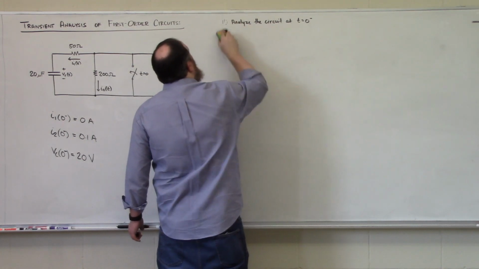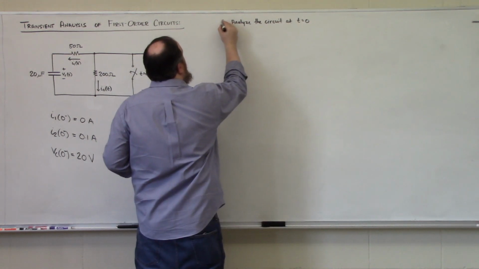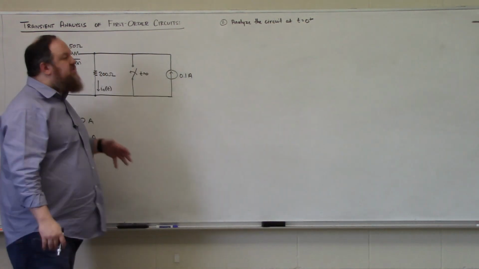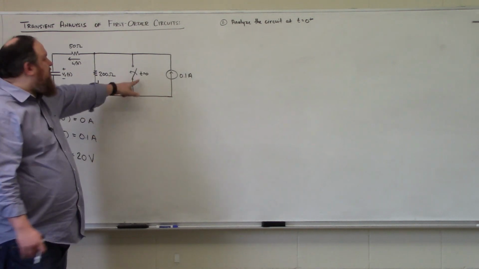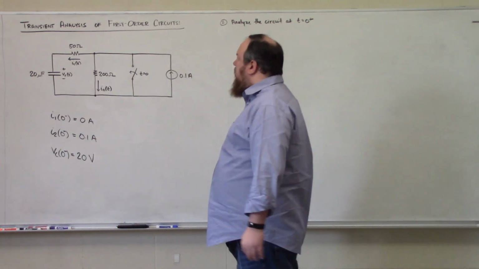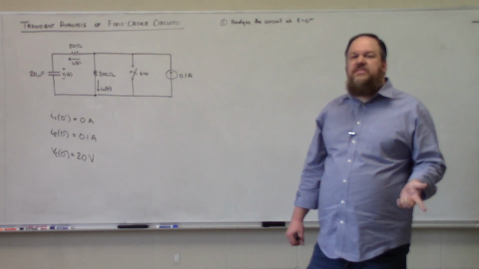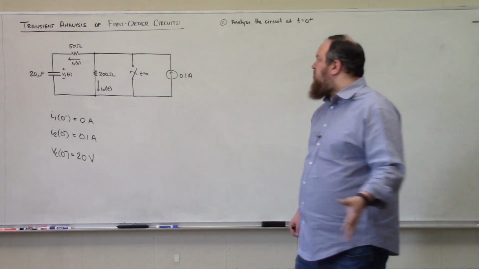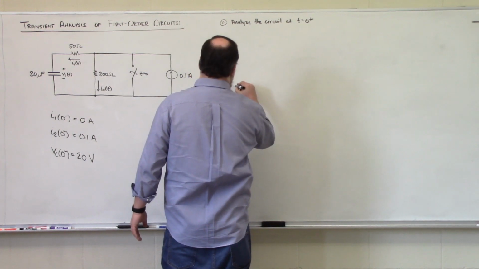Our next step is to analyze the circuit at t is equal to 0 plus. So now we're looking at the circuit the exact instant in time after that switch is closed. So our capacitor is no longer going to look like an open circuit because we are no longer at DC steady state. We are in our transient condition, okay? So we are going to replace that with something, and I'm going to talk about that in a moment, but let's redraw the rest of the circuit real quick.